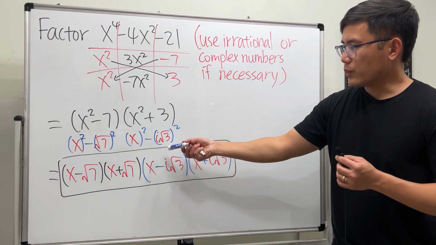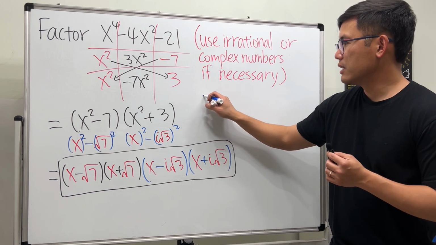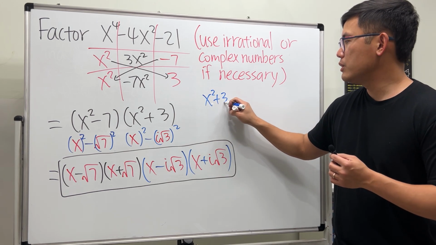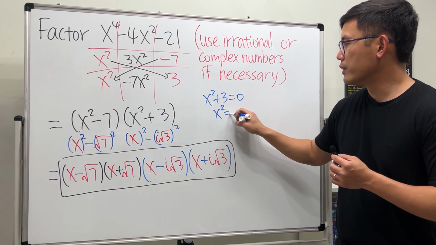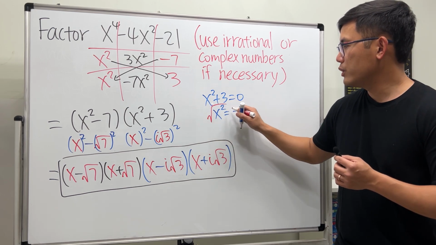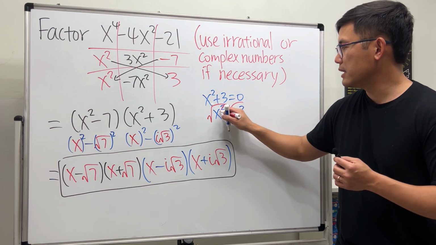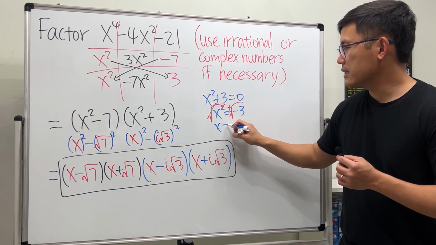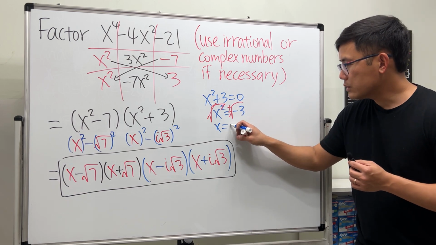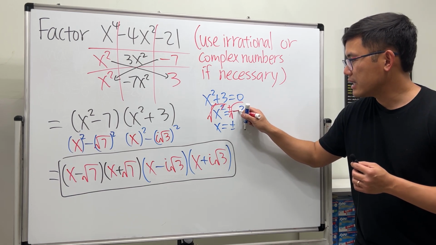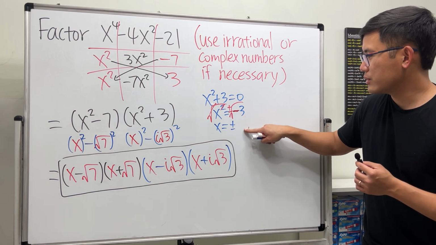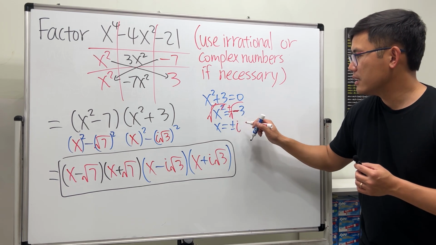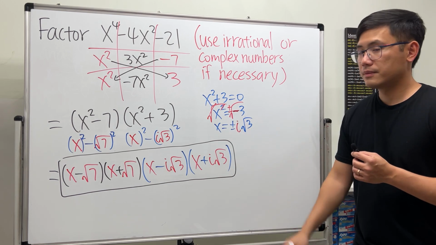If you didn't like this way, then you can also do the following. Check this out. You make x squared plus 3 equal to 0, and you just move the 3 to the other side, so x squared equals negative 3, and you take the square roots on both sides and put a plus or minus. So we are looking at x equals plus or minus. We have the negative here, so that's the i, and we have the square root of 3, so I will write it as i and then square root of 3.